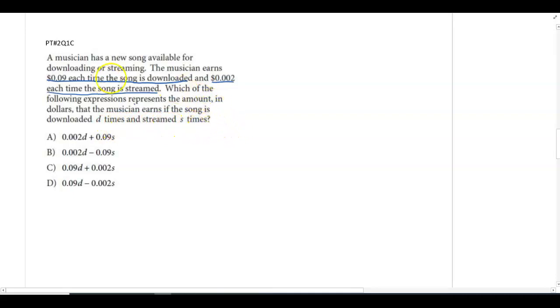Well, if you think about it, if I call D downloaded songs, S streamed songs, to figure out the money I make off the downloads, I would multiply 0.09 times D, and streamed, I'm going to multiply 0.002 times S. And the amount I make off downloads and the amount I made off streams, I would add them together to get letter C.